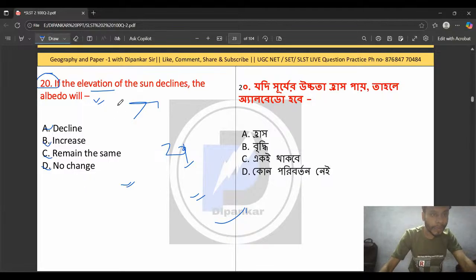So if the elevation of the sun declines, the albedo will... Yes. Right answer: increase.